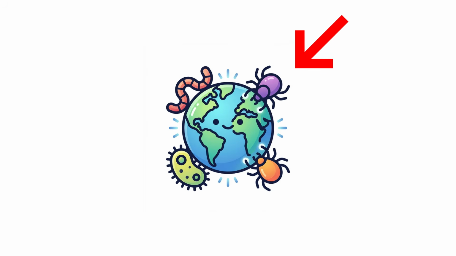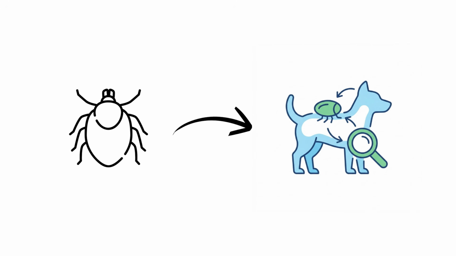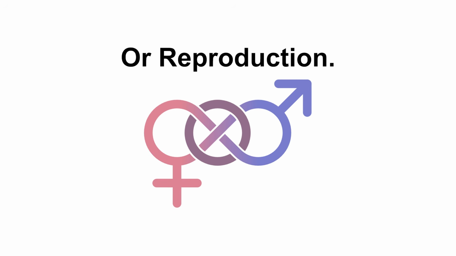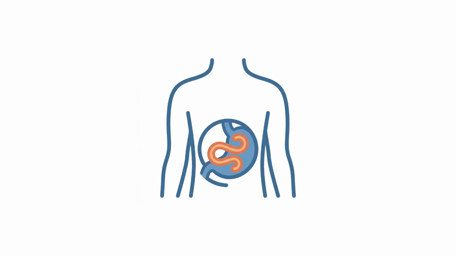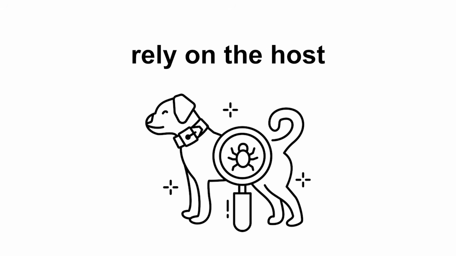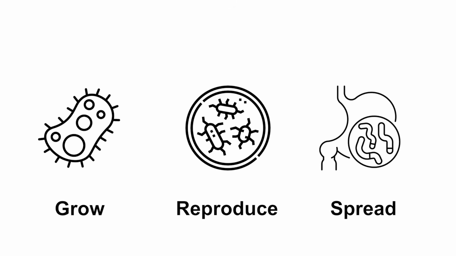Parasites exist almost everywhere in nature. They are organisms that survive by living on or inside another organism, known as a host, and using that host for food, shelter, or reproduction. Unlike predators, parasites usually do not kill their host immediately. Instead, they often rely on the host staying alive long enough for the parasite to grow, reproduce, and spread.